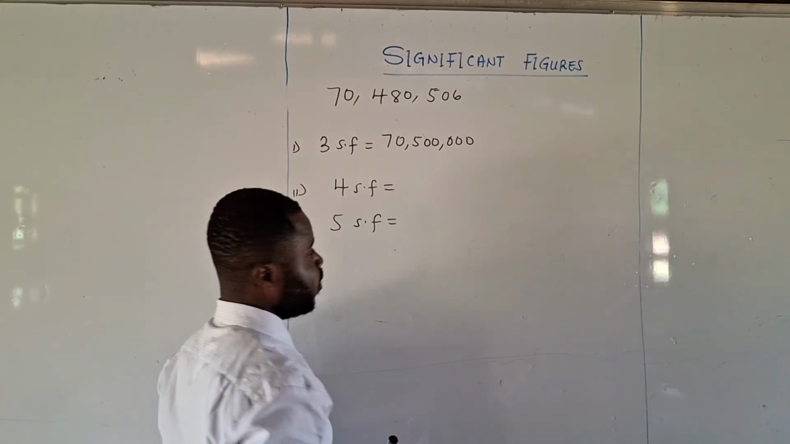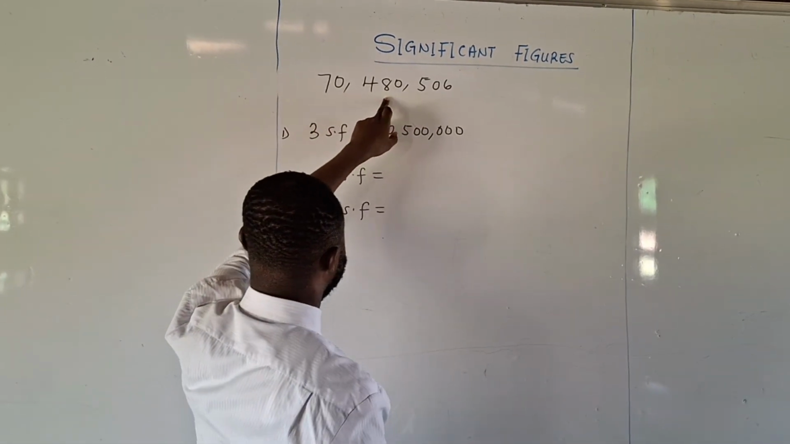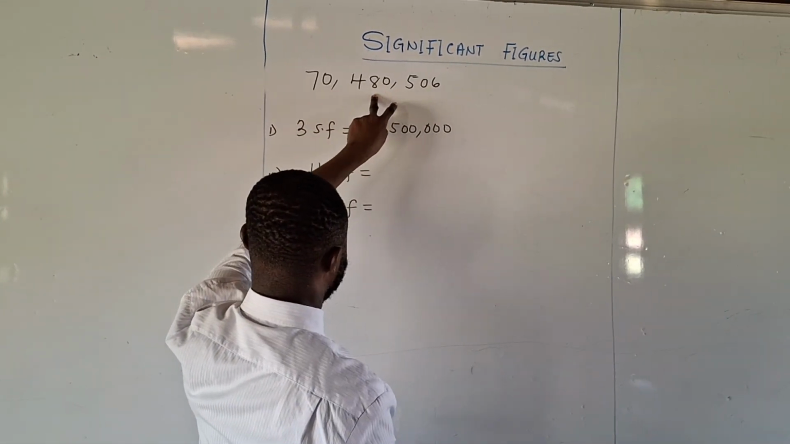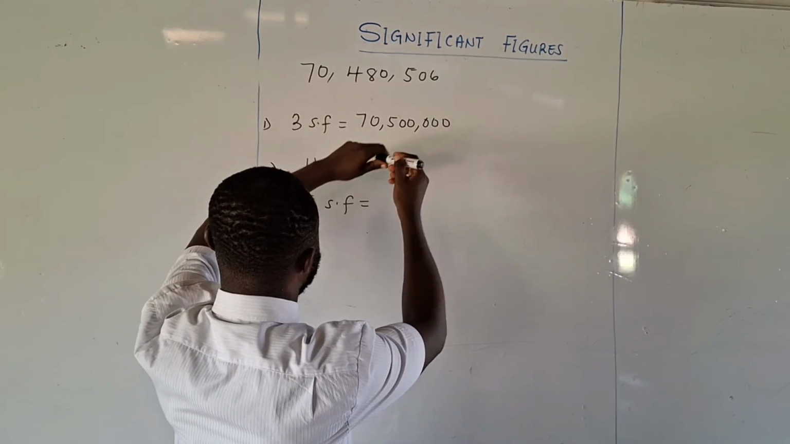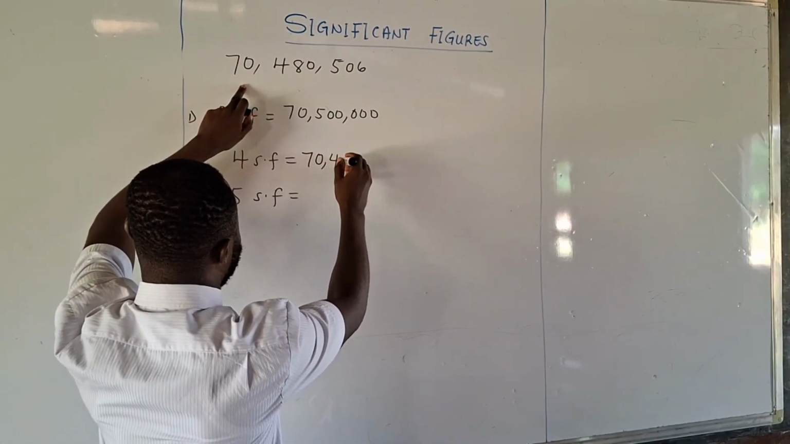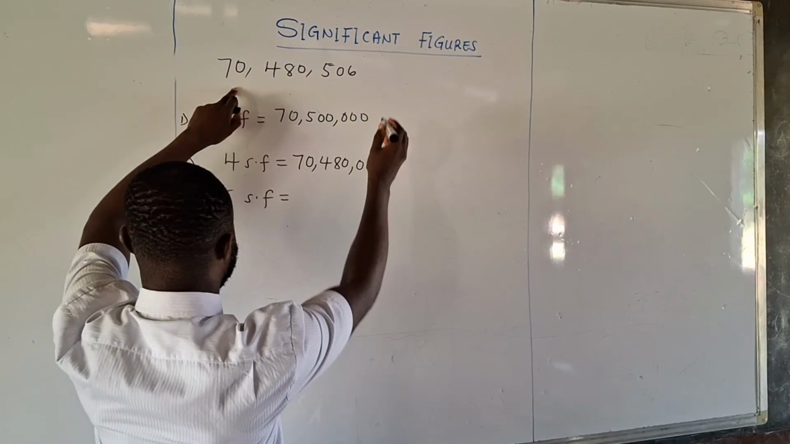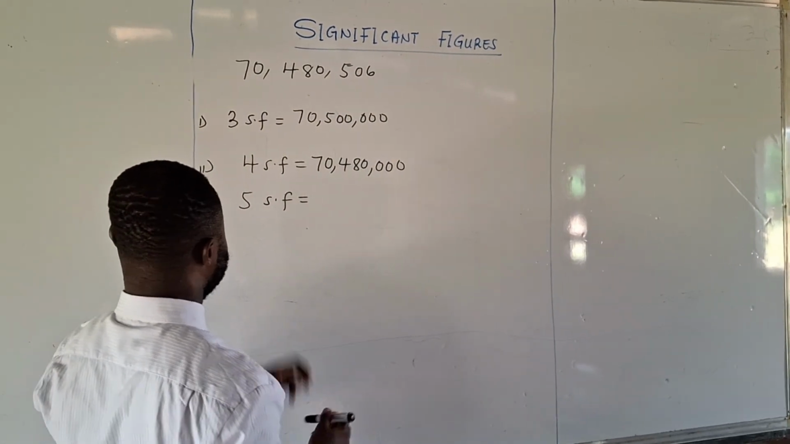This is it. Now for 4 significant figures, we have 1, 2, 3, then 4. The number after it is 0, which is not a roundable number. So we leave it. We write 7, 0, 4, 8, 0, 0, 0, 0. 5 significant figures.